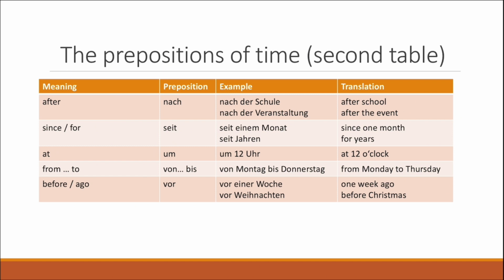And the last preposition is going to be vor, which means before or ago, depending on the context. and you can check the examples out. So, for example, 1 week ago means vor einer Woche, and before Christmas means vor Weihnachten. So please make sure to learn these prepositions as well as the meaning of them.